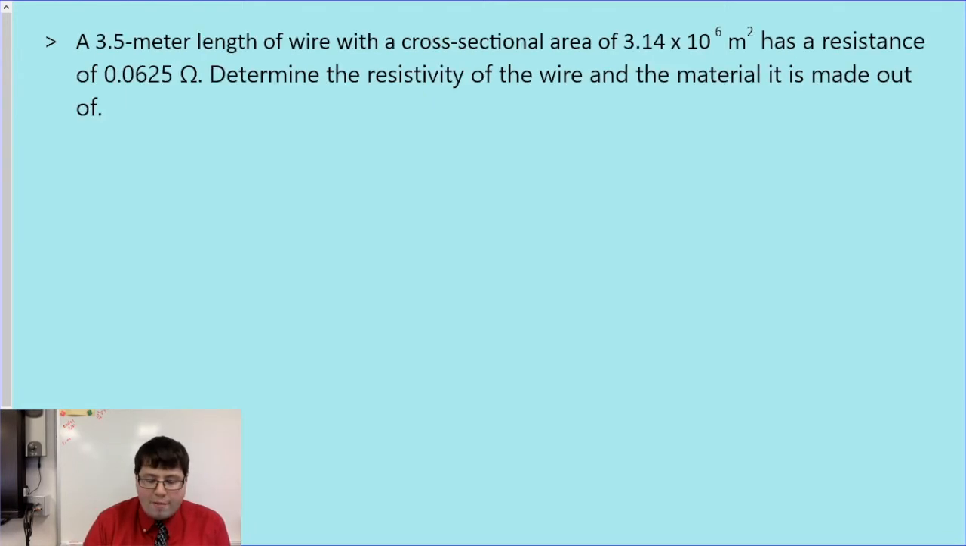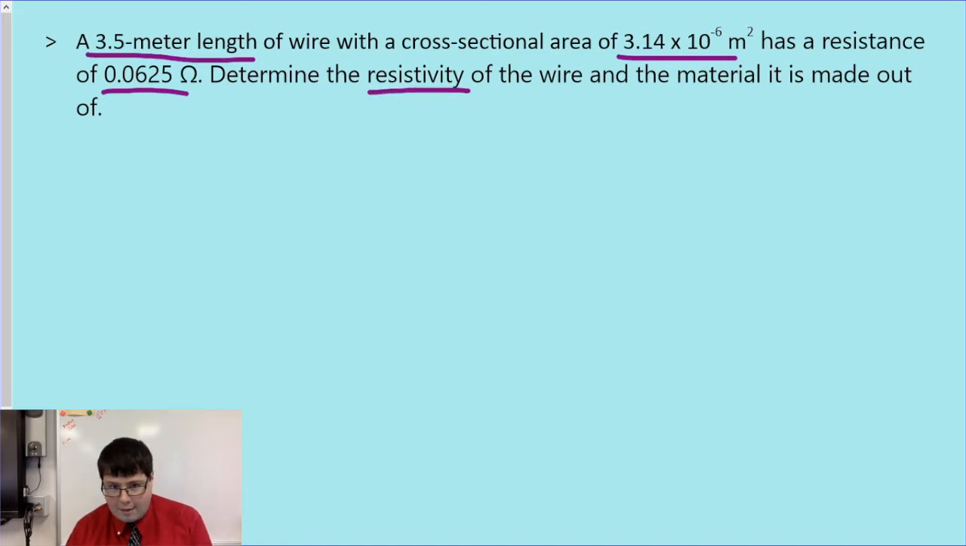Okay, let's look at our last example problem. We have a 3.5 meter length of wire with a cross-sectional area of 3.14 times 10 to the minus 6 meters squared. And we know the resistance is 0.0625 ohms. Now, we want to determine the resistivity of the wire and then use that to determine what material our wire is made of. Same equation we've seen before.